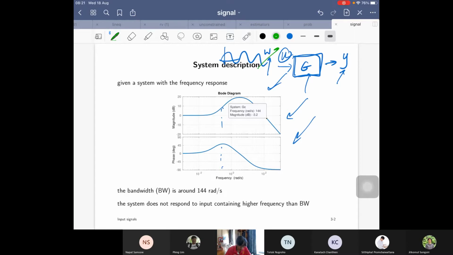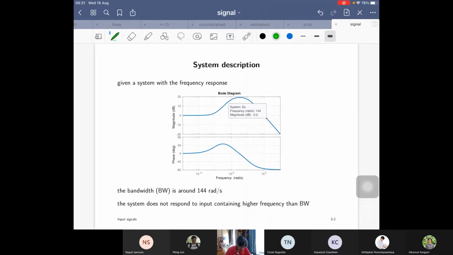Okay. Then in this example, if we look at the Bode response, I mark the bandwidth of the system. Okay, I mark the bandwidth around here. For generating this graph, I actually put the transfer function G with some expression, and I use the Bode command, right? This is simulation, but of course, as I said, in real application, this information can be obtained from the experiment. And the bandwidth is around 144, okay, radian per second.